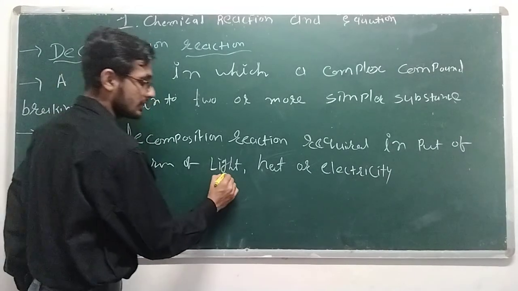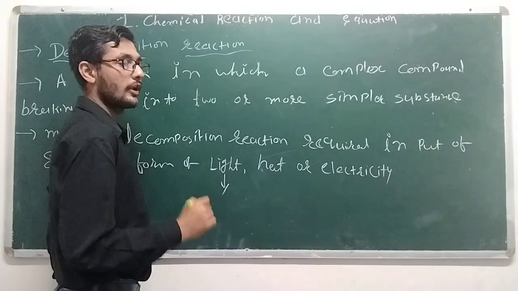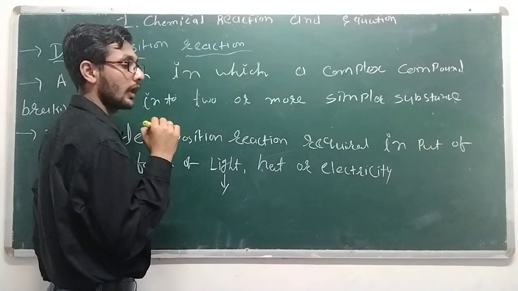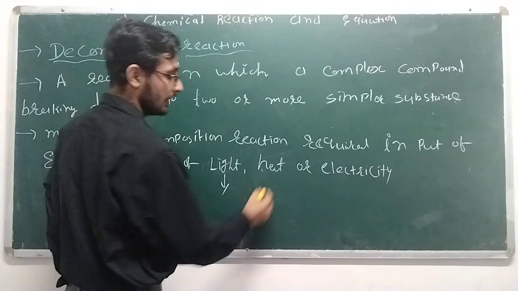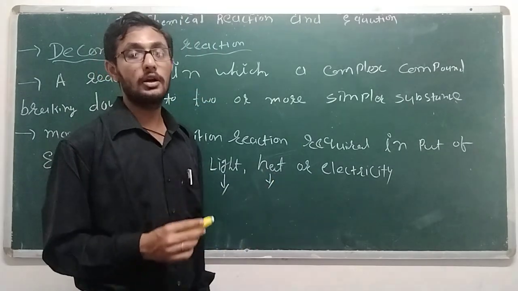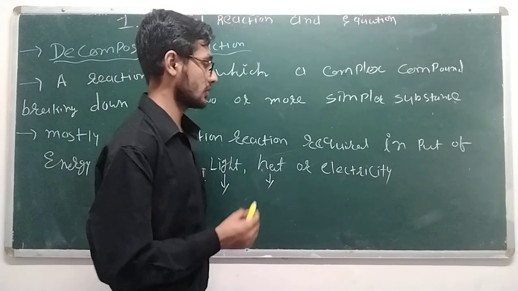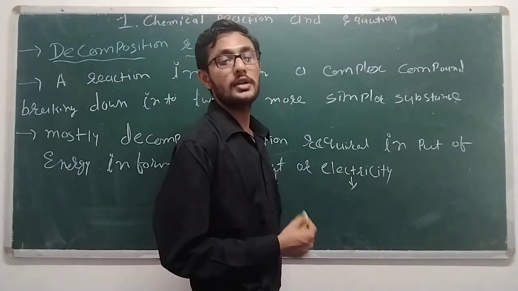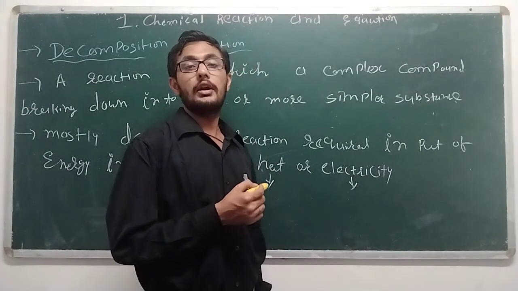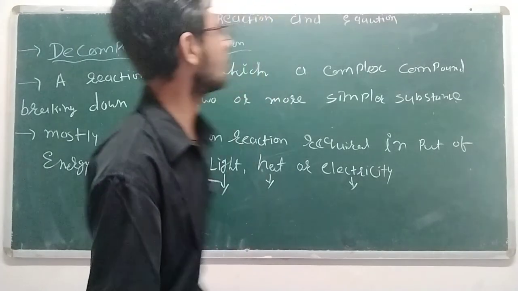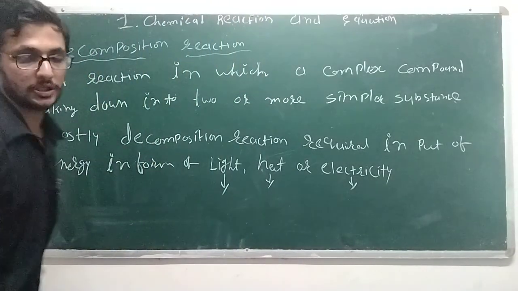If the input is light, it is known as a photochemical reaction. If it is heat, it is known as a thermal decomposition reaction. If it is electricity, it is known as an electrochemical reaction. Now, some examples of decomposition reaction.